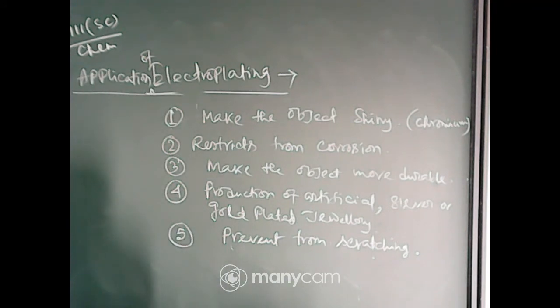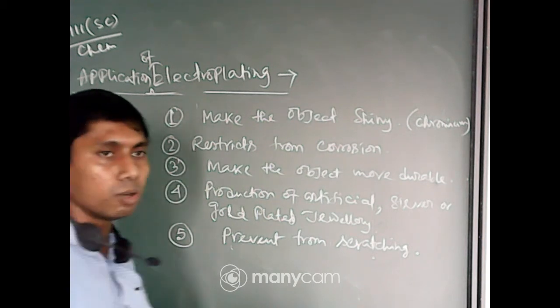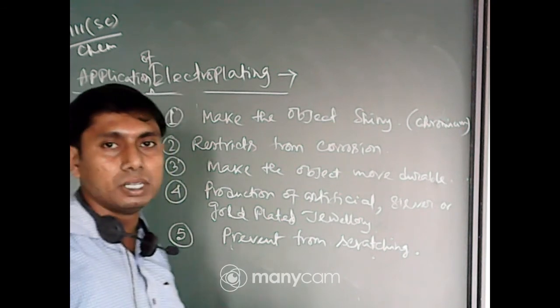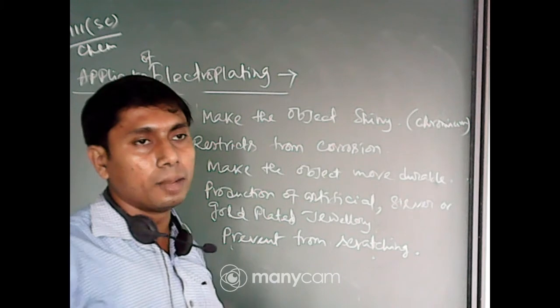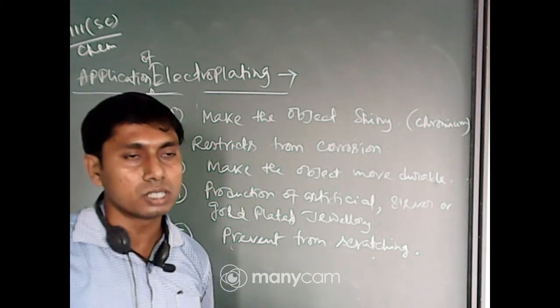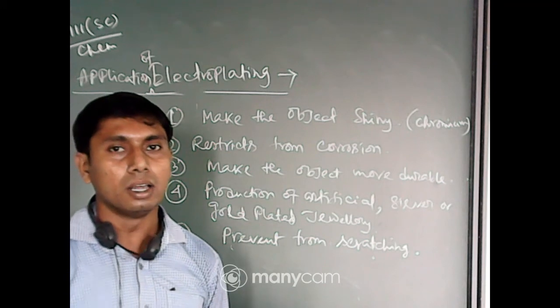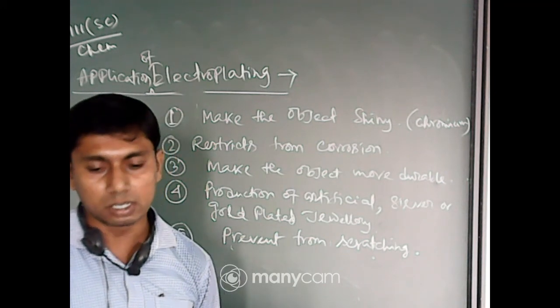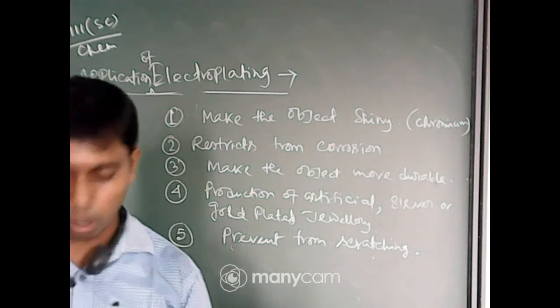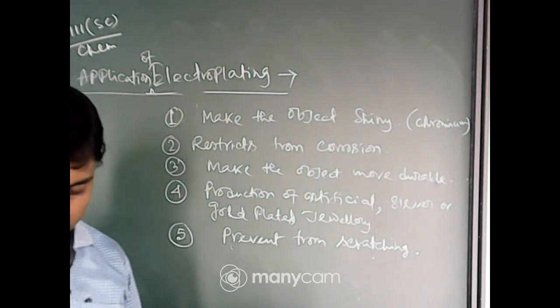Iron bridges and automobiles, to provide strength. A coating of zinc is given over the iron articles which we use in bridges. You can see that the bars used here come with a layer of zinc over them. So this is also an application of that.